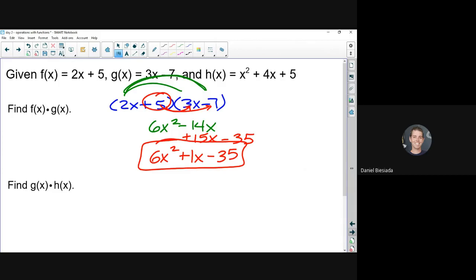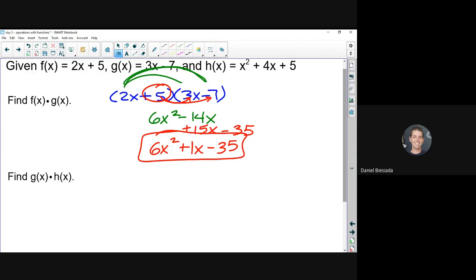Now for the second one, g of x times h of x, a little more complicated here. Let's erase so I can actually see this guy g of x up here. Okay, so I've got 3x minus 7 multiplied by h of x, x squared plus 4x plus 5. And I've got what we call a trinomial in the second one. Trinomial just means there are 3 terms, which I do have here. But the first one actually only has 2 terms, so that's kind of nice. The 3x and the negative 7. So let's go on through.